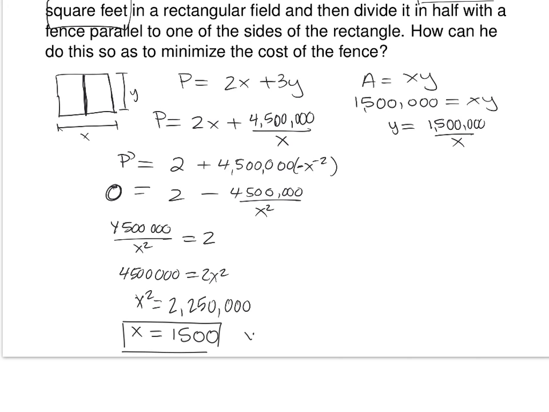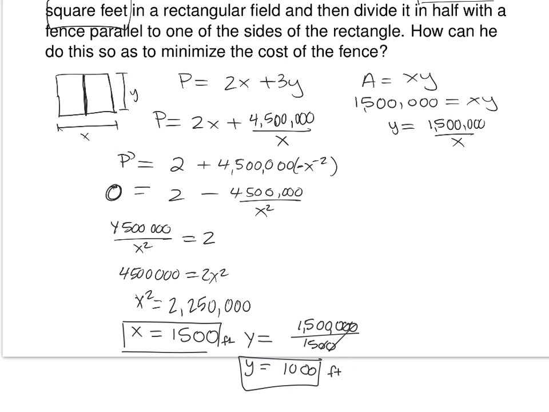Actually, then the y is going to be pretty easy, isn't it? y is 1.5 million over 1,500. Cancel some zeros. I think that's going to be 1,000, isn't it? I said 1,000 and wrote 100. And we're back in feet now. Yep, these are feet because they're dimensions of the pen.